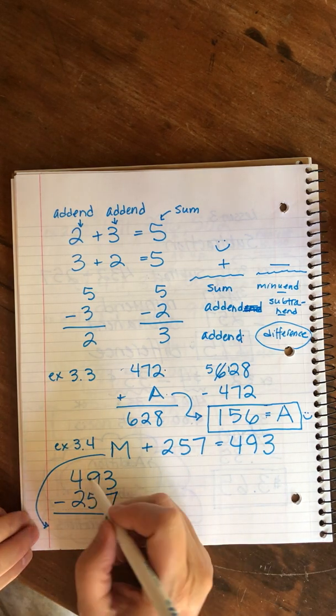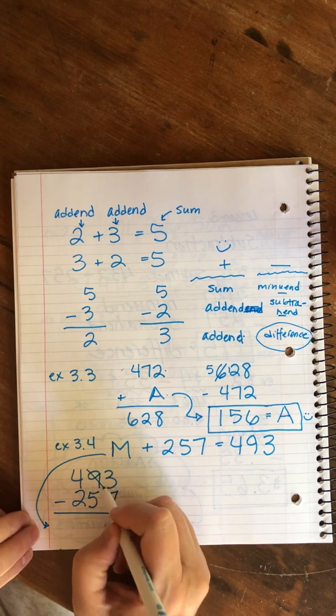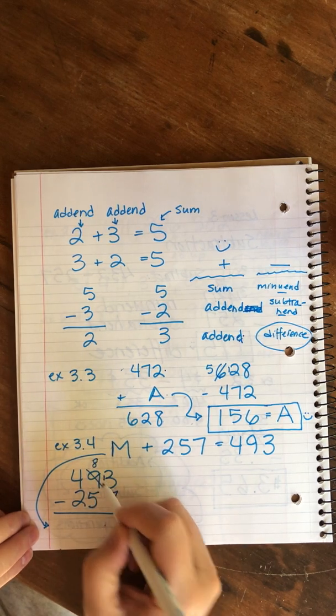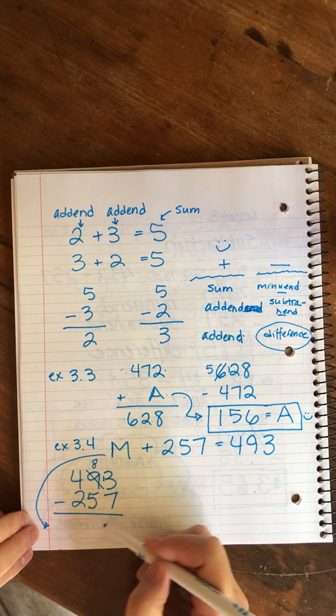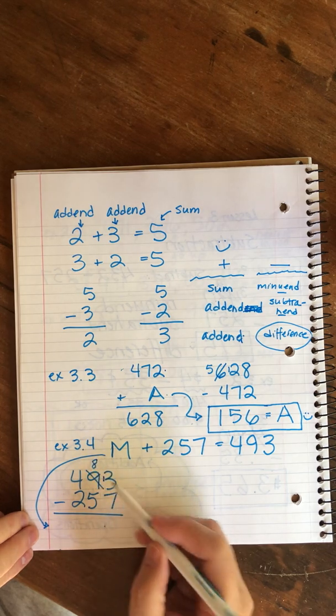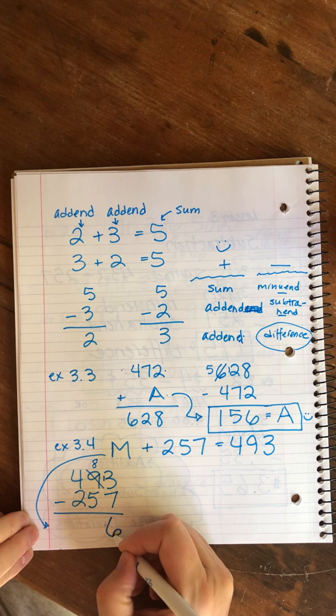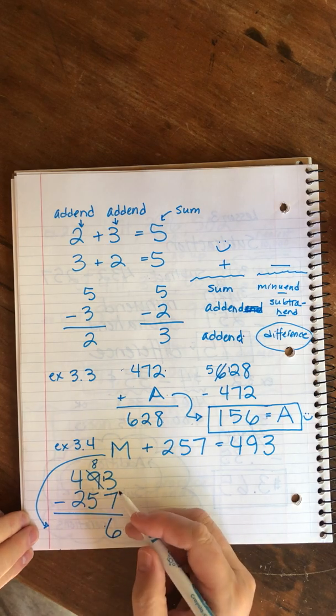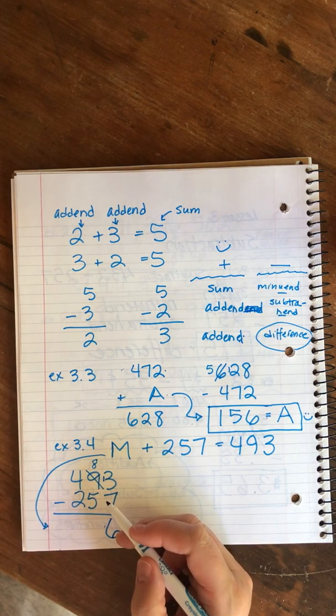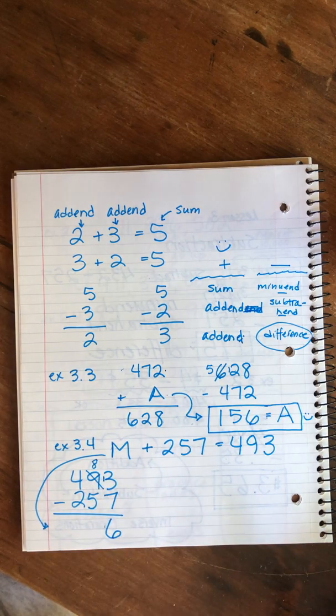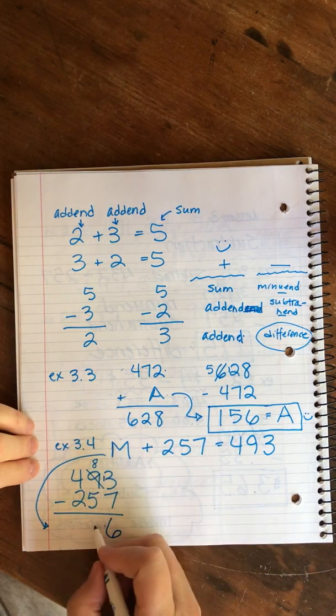Okay, let's subtract. 3 minus 7 doesn't work. We regroup. This is why I put lots of space around my numbers, because I have to make these little notes, right? Don't worry about using too much space. Worry about giving your problems room to breathe. 8 minus 5 is 3.